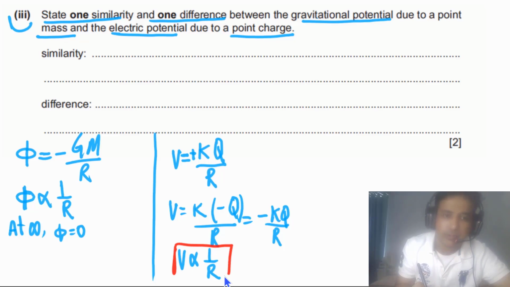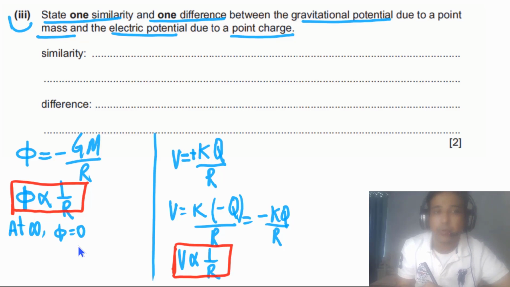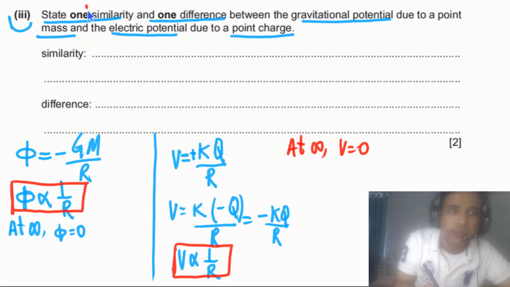So V is inversely proportional, and gravitational potential is also inversely proportional to distance from the point mass. At infinity, electric potential is also defined as 0. At infinity, we can say potential is equal to 0. So these are the points you need to understand to answer this question, but for this question you have to write down one similarity and one difference.